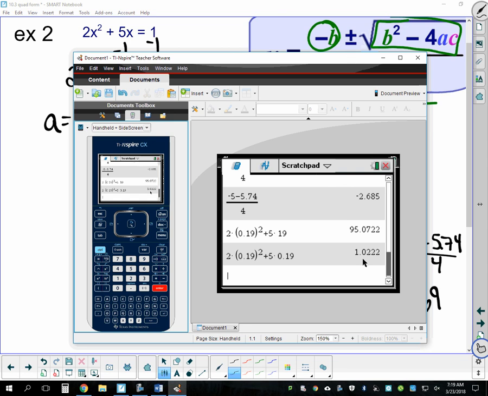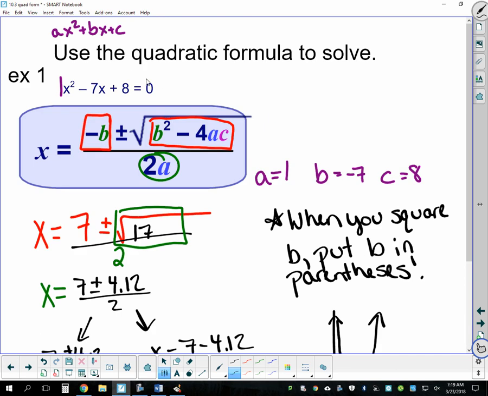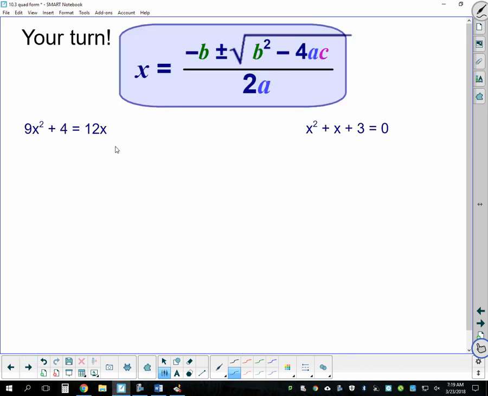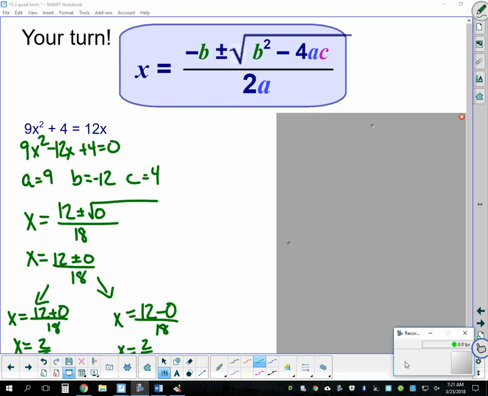But if you got like 40 or like I got 95, that's definitely not right because I knew I needed it to be equal to 1. Now, had I checked this one, I would have wanted it to be equal to 0. So just be careful. Make sure your left side and your right side are approximately equal. All right, pause the video. You guys try these two.